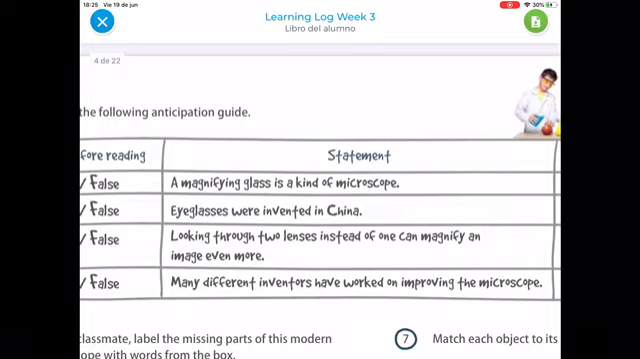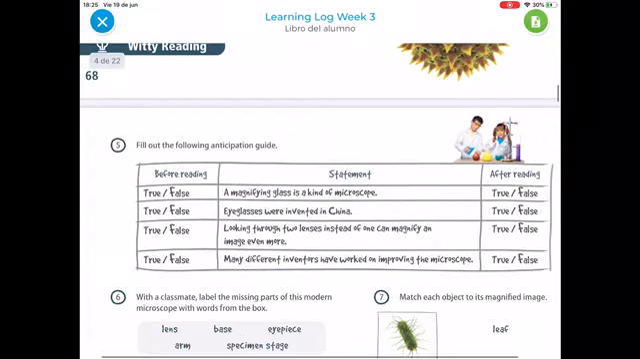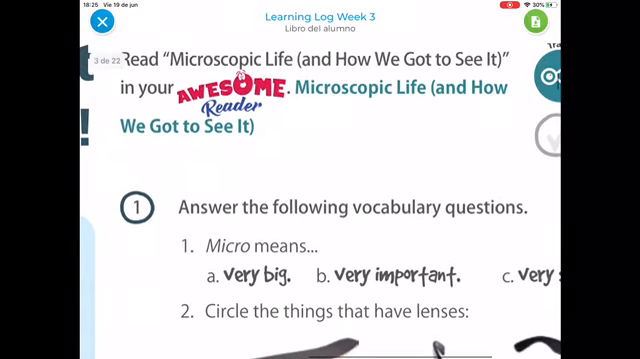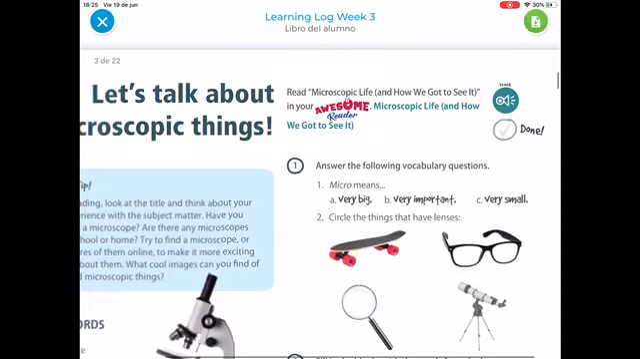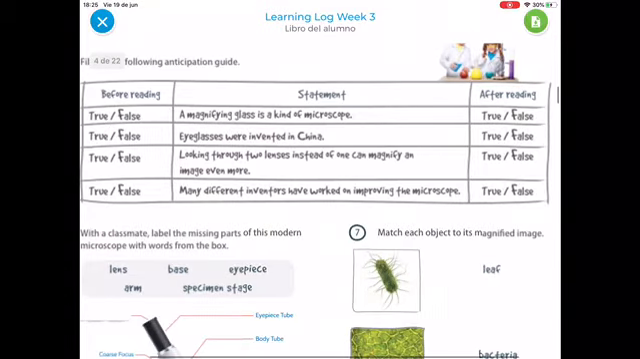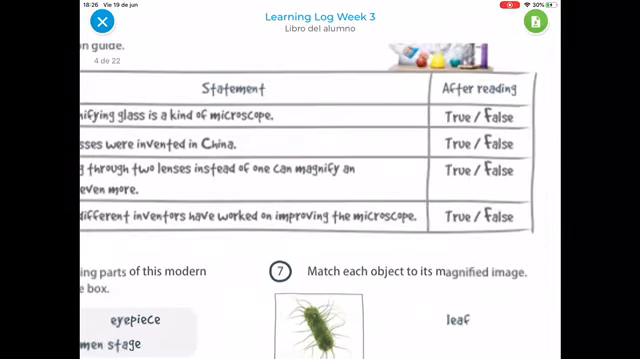Then we're gonna move to our awesome reader and we're gonna open the story Microscopy Life and How We Got to See It. Once we finish with the story, we're gonna check our answers. You answer before reading if it was true or false each statement. Now we're gonna check if it is true or false according to the story.